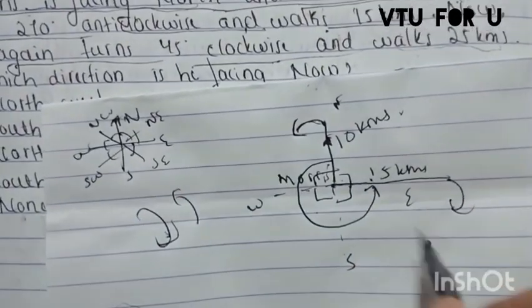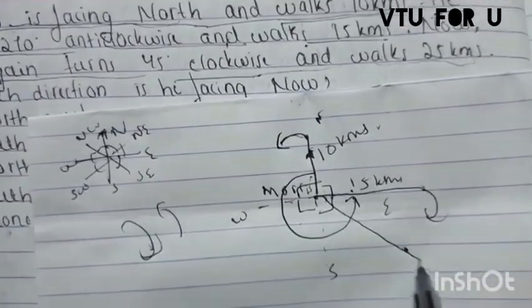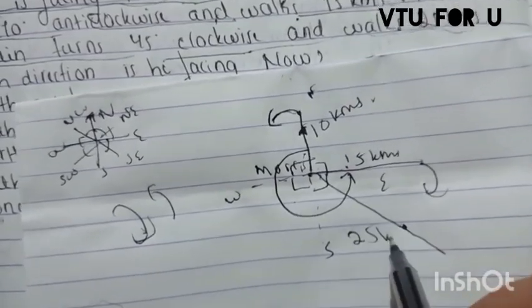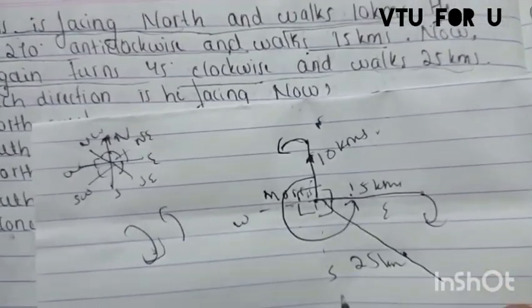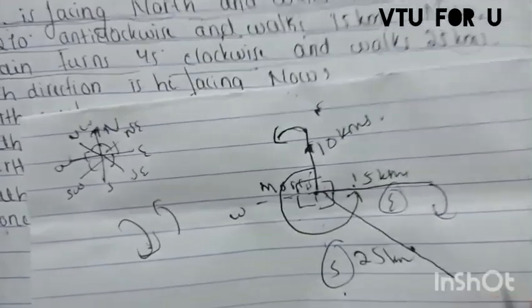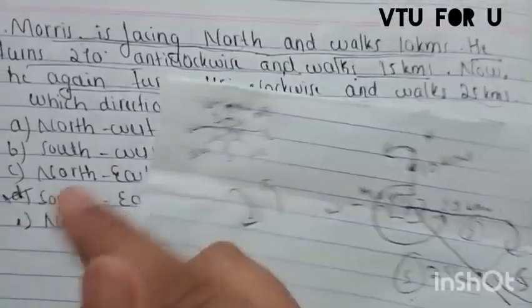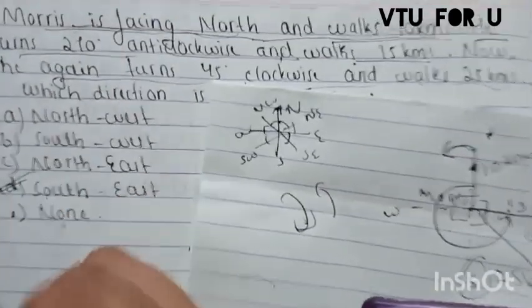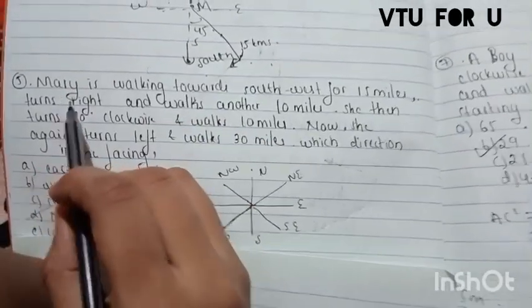Okay, so here it will become 45 degrees, and he is going to walk for how many kilometers? 25 kilometers. What is the direction he is facing here? This is south, this is east, so the answer is southeast. So option D, already marked, southeast. Let's move to the next question.